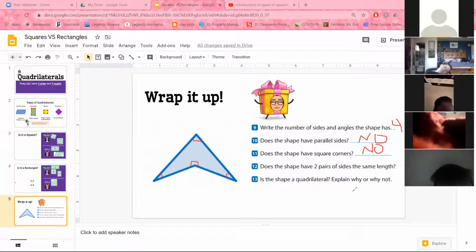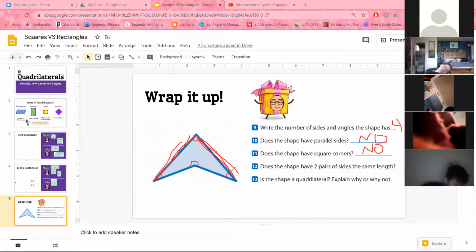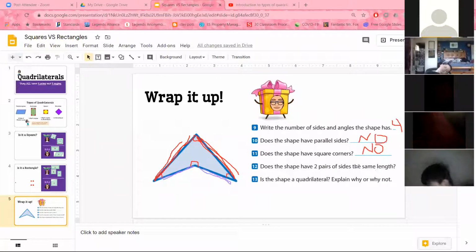Okay. Number 12, does the shape have 2 pairs of sides that are the same length? Christian? Don't forget to unmute yourself. So does the shape have 2 pairs of sides the same length? Yes or no? Yes, it does. This side and this side are the same length, and this side and this side are the same length. So this one is yes.